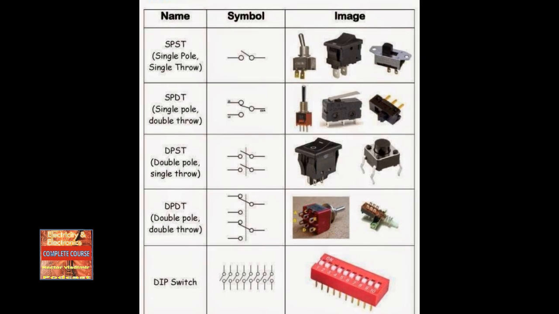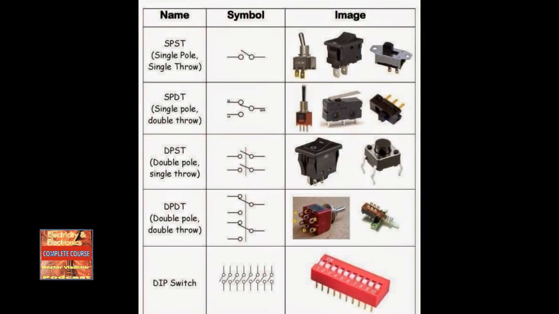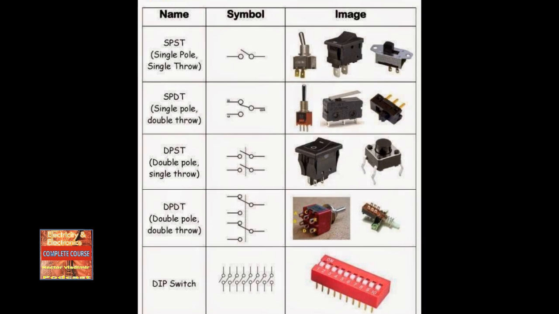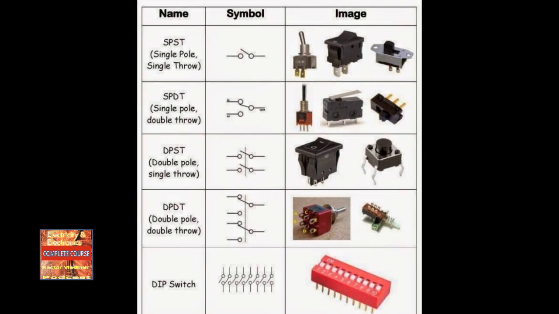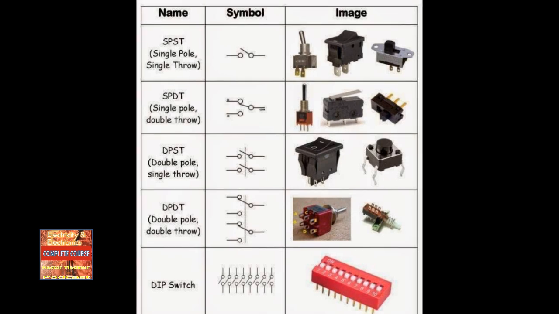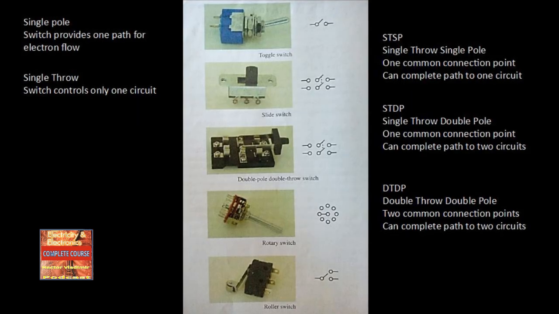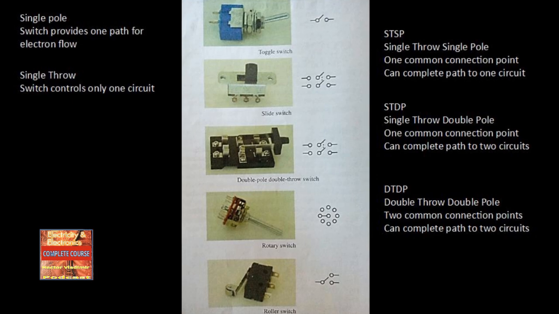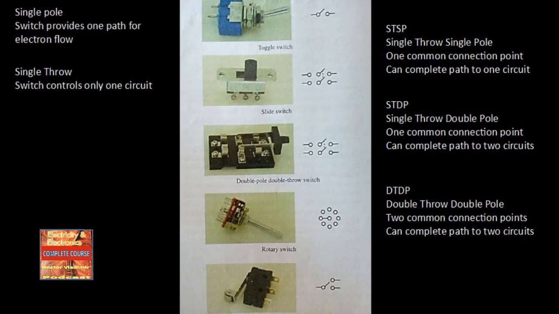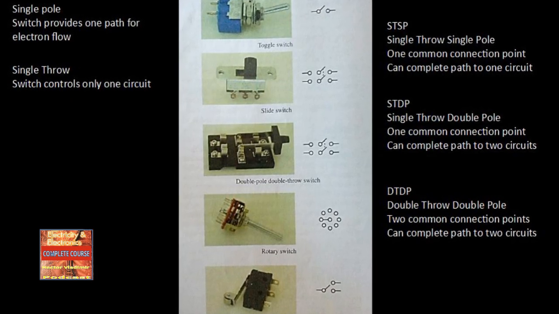A SPDT, single pole, double throw, has one common connection point and can control current to 2 different circuits, but only one at a time. If you see DPDT, it means 2 circuit paths for current flow with 2 common connection points. It's like having 2 SPSTs placed in parallel. Switches are rated by the amount of current they can withstand. If a switch is only rated for 3 amps, exceeding it will prevent it from opening. And the same applies for voltage. You cannot exceed the rated voltage of a switch.